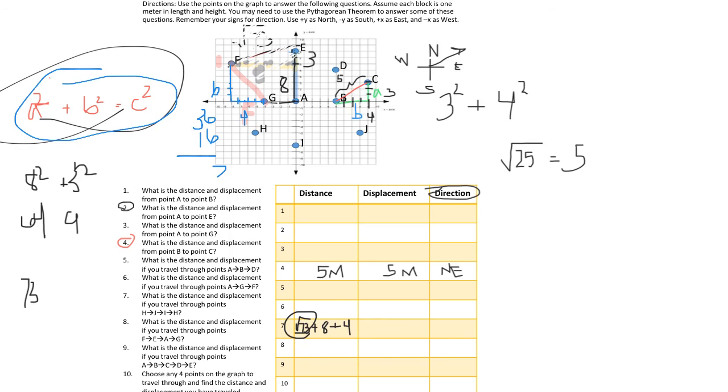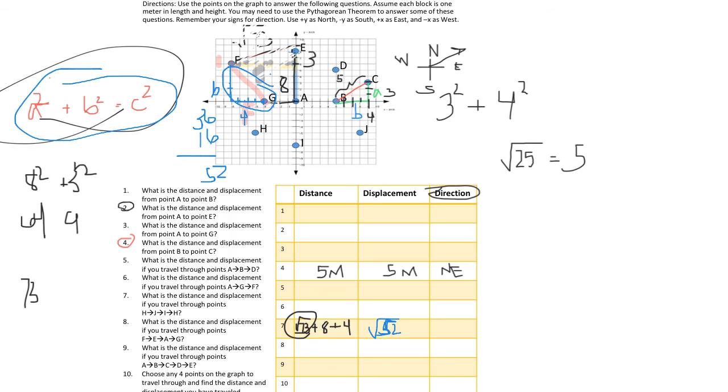So I get, what do I get? 52. So then the distance or the displacement for this line right here is going to be the square root of 52. Okay. Again, I don't have a calculator. You can do that on your calculator. If you need help figuring out how to do the square root on your calculator, you can ask me in class. What direction is it?